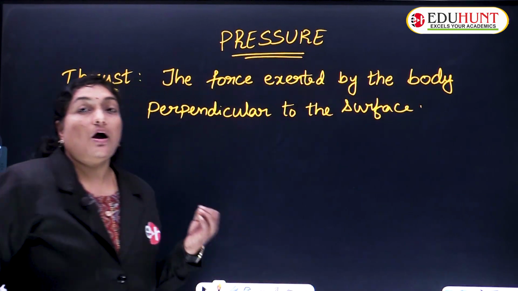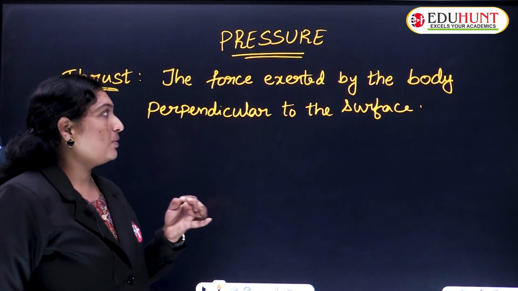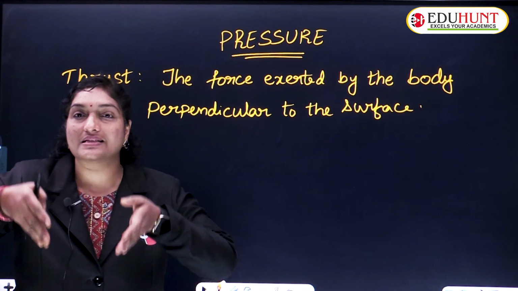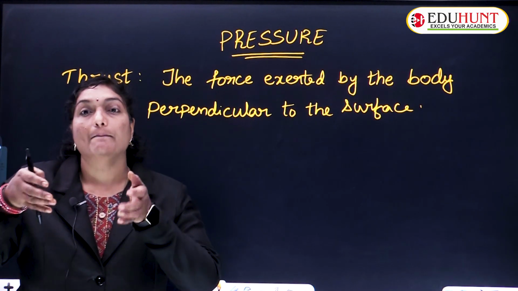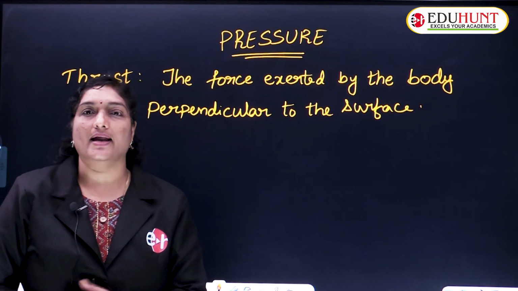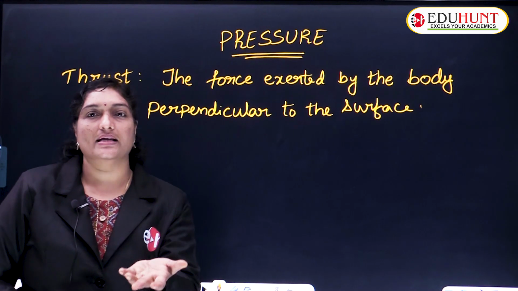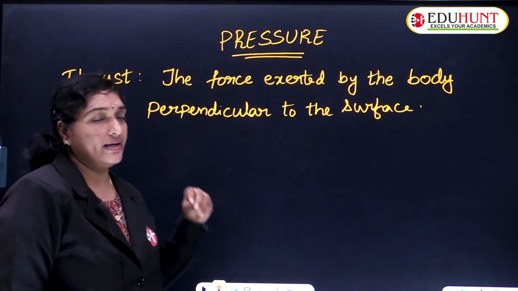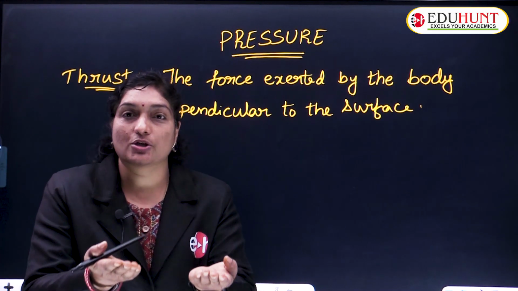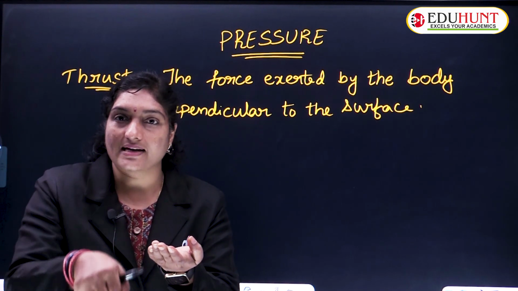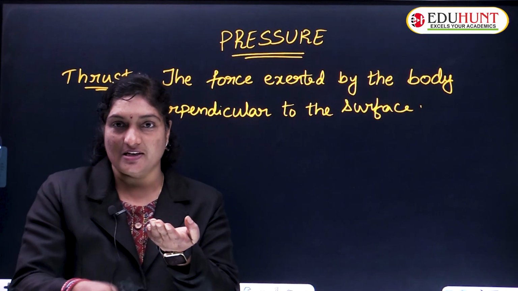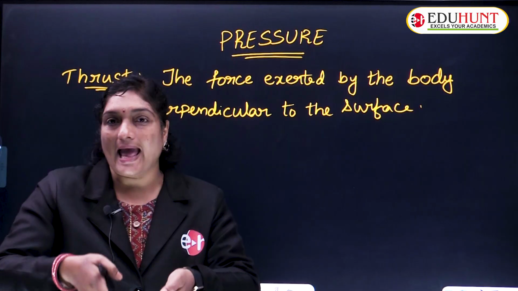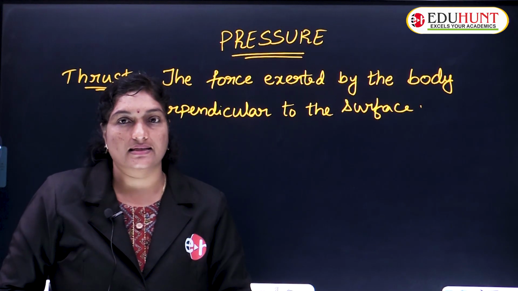So what is thrust? The downward force exerted by the body perpendicular to the surface. I repeat, the downward force exerted by the body perpendicular to the surface is called thrust whenever the body is placed on the surface. So here we can consider two examples, children. Whenever a body is placed on the surface, the weight of the body acts downwards, in the perpendicular direction, normal to the surface. So this downward weight of the body acting on the surface is called thrust.